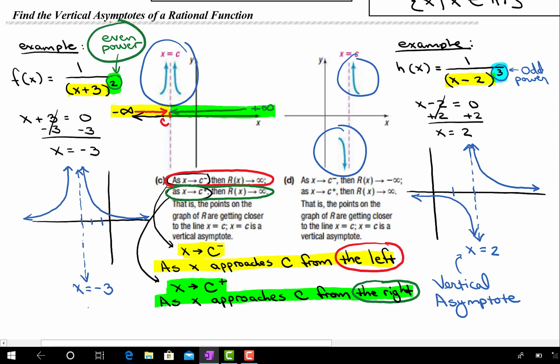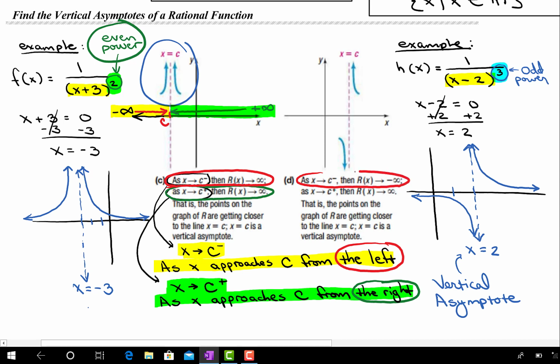And then the same thing's happening over here on the right. I'm not going to write out the ones for the right. You guys can read that on your own. For the D, as x approaches C from the left, then r of x approaches negative infinity. That's because of the odd power. You can't have negative numbers for that one. And as x approaches C from the right, then r of x approaches positive infinity.